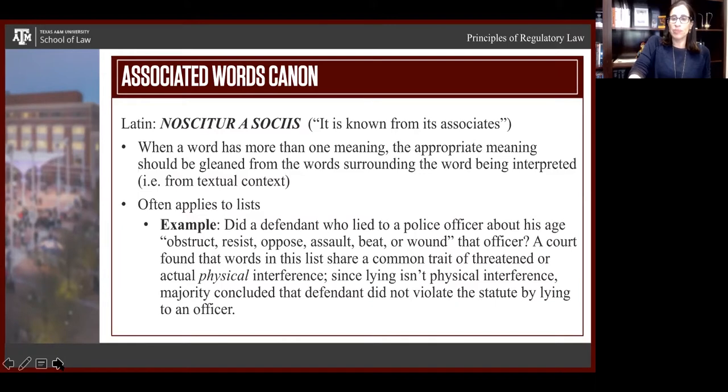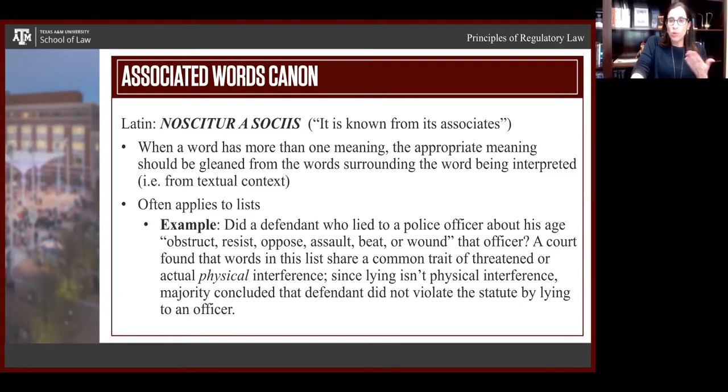So for example, let's say we have a statute that makes it a crime to obstruct, resist, oppose, assault, beat, or wound a police officer. And let's say we have a situation where someone lied to the police about their age. And you want to figure out, did that person violate the statute? Is lying to the police about their age obstructing, resisting, opposing a police officer?